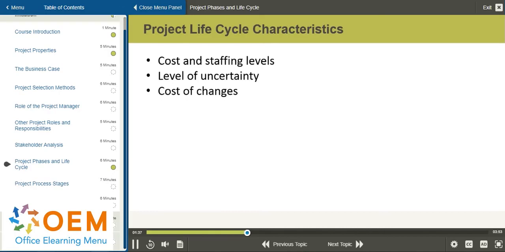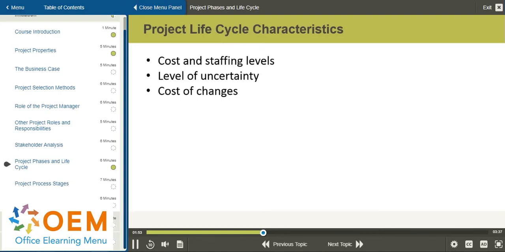As part of planning and also when performing and checking the work, more resources are needed and there is a little less uncertainty. Closing a project results in lower costs, and staffing levels and uncertainty continue to decline.